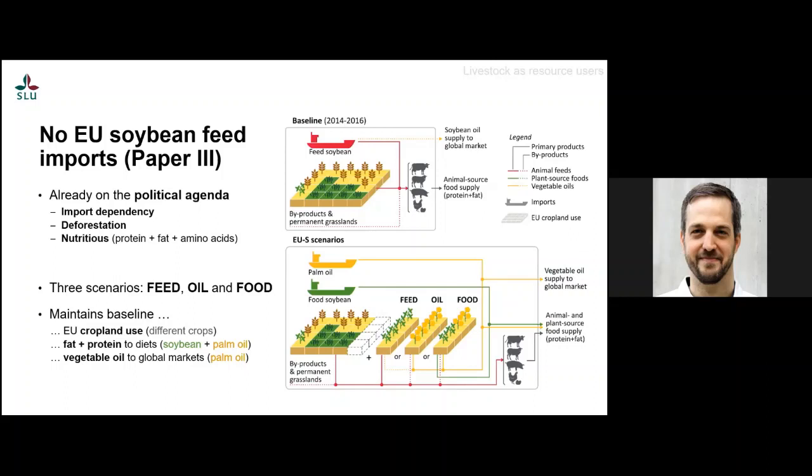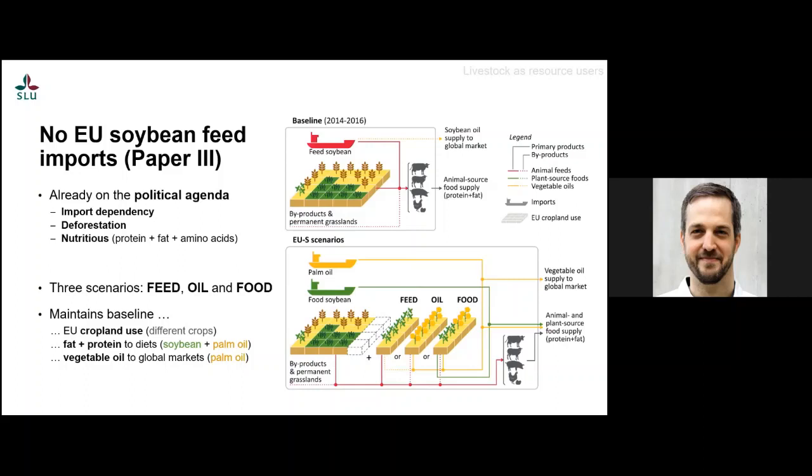First of all, import dependency is seen as a food security risk, making the Union vulnerable to volatile global markets and potential trade restrictions. Soybean production is also associated with environmental impacts, mainly related to deforestation in South America. Soybean, if used as a plant-sourced food, is also nutritious, containing both protein, fat, and essential amino acids, all of which are important if we consider diets with less animal source food.